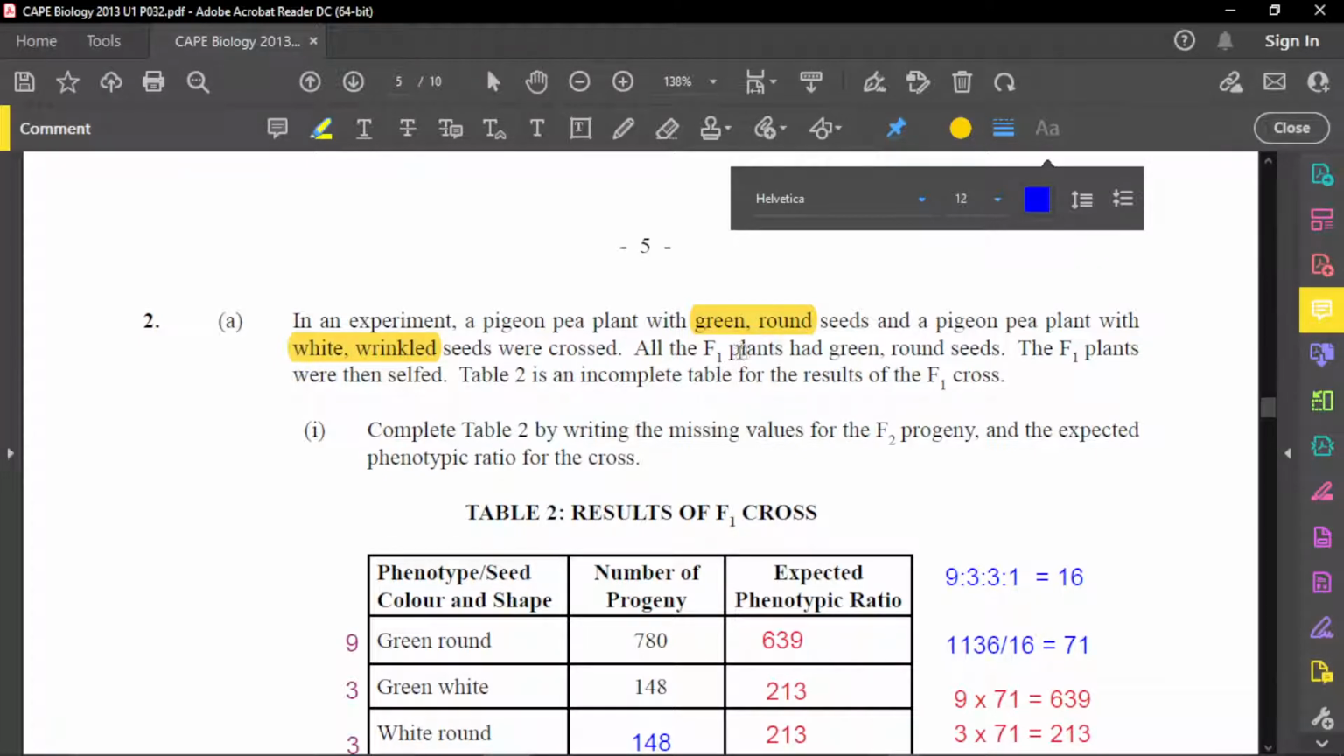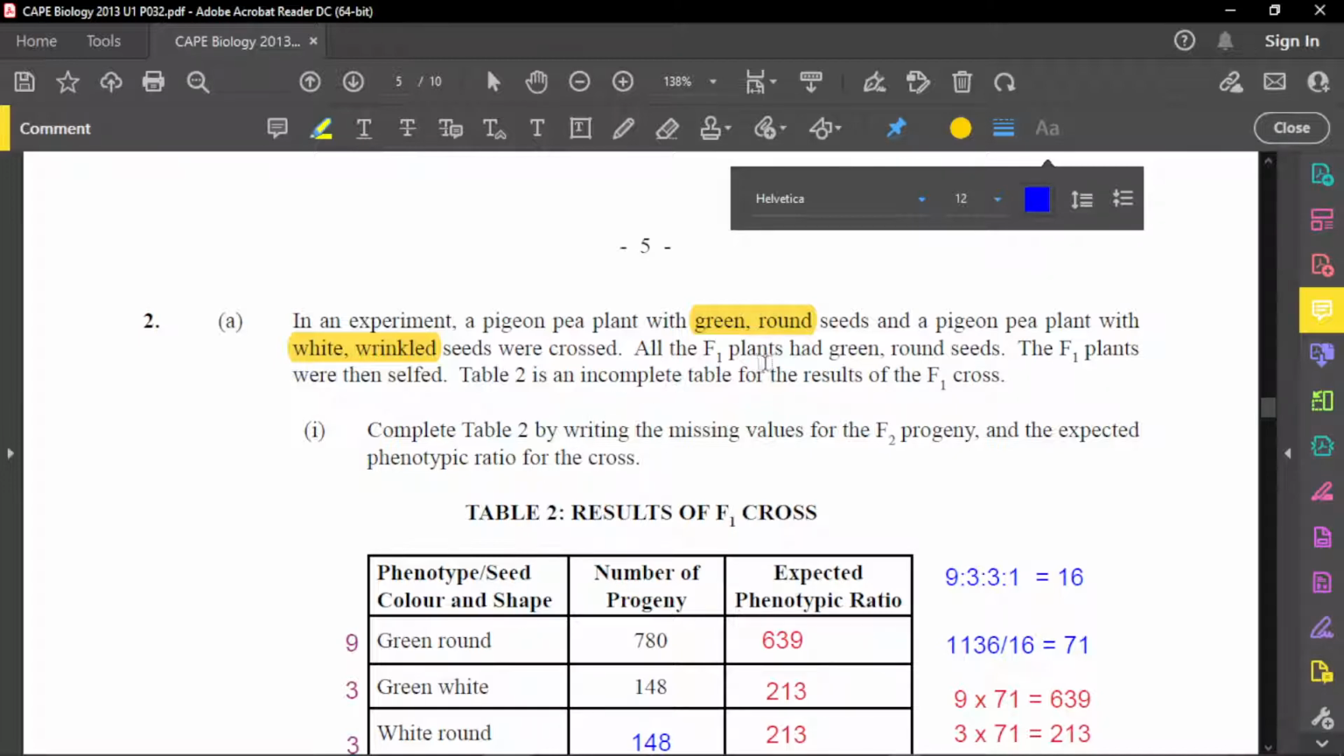What you can also assume right here now is that the green and round seeds must be homozygous dominant. Because if you have heterozygous green, then you're going to see some white showing up, right? If you have heterozygous round, then you're going to see some wrinkled showing up. So if you only see green and round, then we now know that green and round are both dominant to start with, but this genotype here must be homozygous dominant, all right?